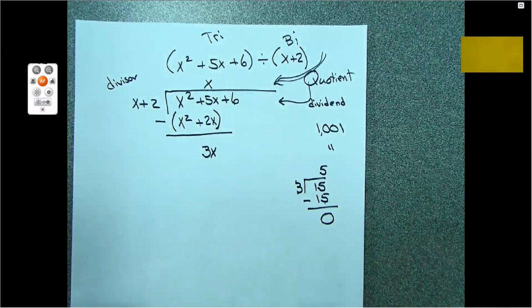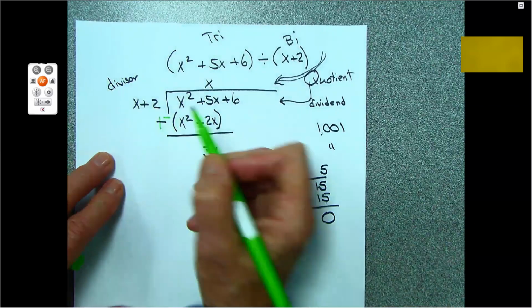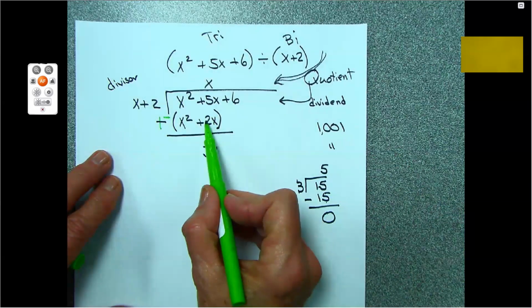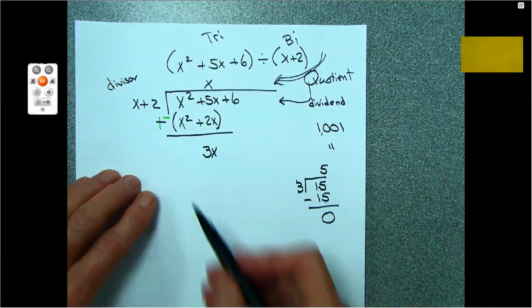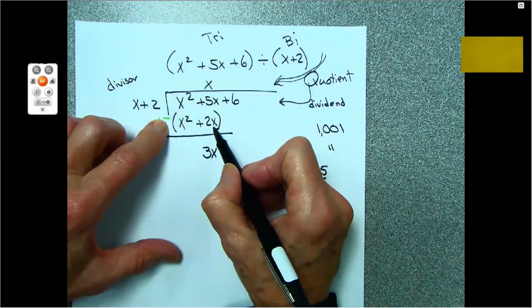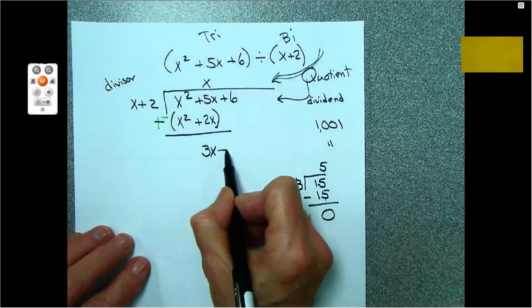Maybe it's easier if we change subtraction to addition and add the opposite of this polynomial, which is the opposite of each term. So x squared plus its opposite goes to 0. 5x subtract 2x is 3x. And then we bring down the next term.